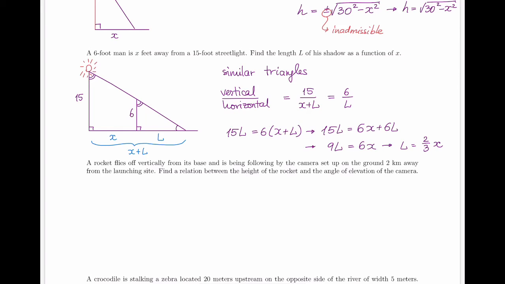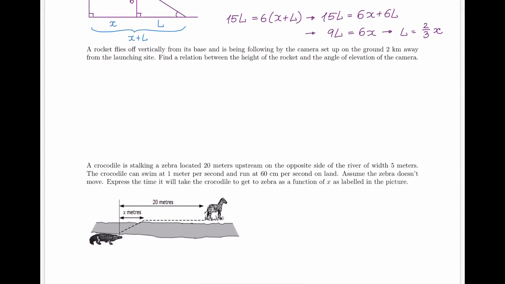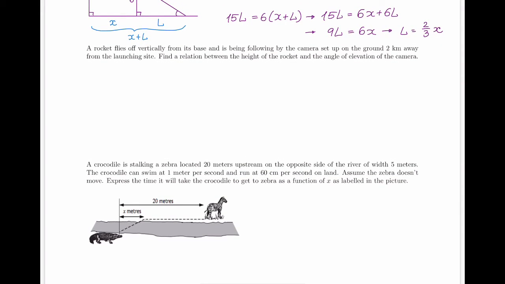Great. So similar triangles is another really good technique. Let's take a look at what else we have in store for us here. A rocket flies off vertically from its base and is being followed by a camera set up on the ground 2 kilometers away from the launching site. Find a relationship between the height of a rocket and the angle of elevation of the camera.